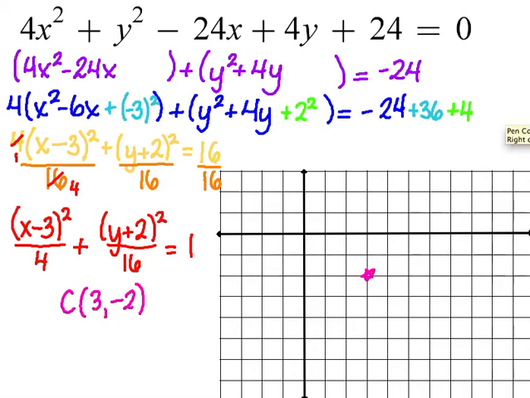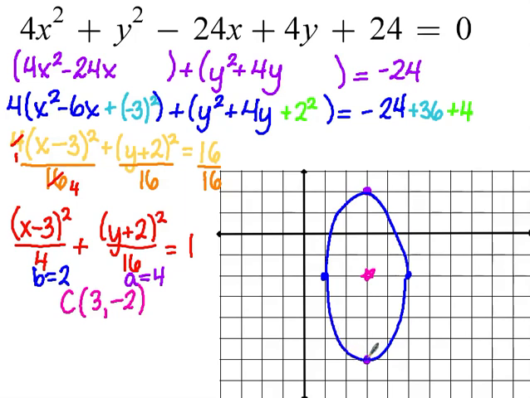A equals 4. So from the center, where am I going to go? Up 4. How do you know that? Because it's with a y. Remember, because it's with the y, that means I go up and down. What is b? 2. b is 2. Over 2, right 2. And there you go. Where did you get the 2 from? That's the square root of 4. Oh, okay.